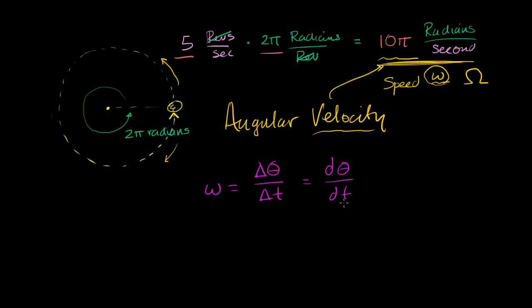Now with that out of the way, I want to see how this relates to speed. How does this relate to the actual speed of the object? To get the speed of the object, we just have to think about how far this object travels in every revolution. Let's say that this radius is r. In every revolution, it is traveling 2 pi r, let's say r meters. So the circumference over here is going to be 2 pi r meters.